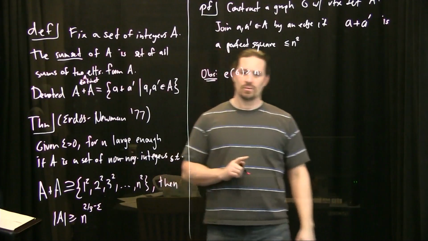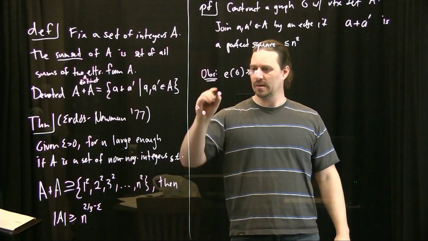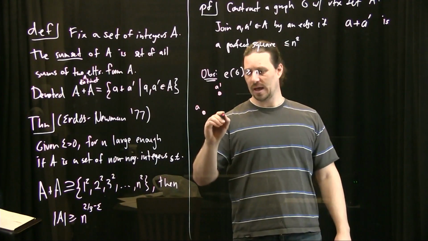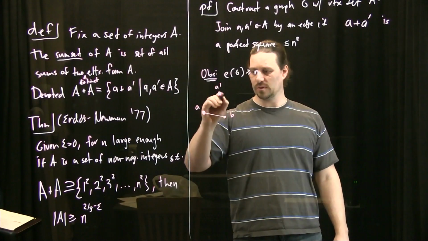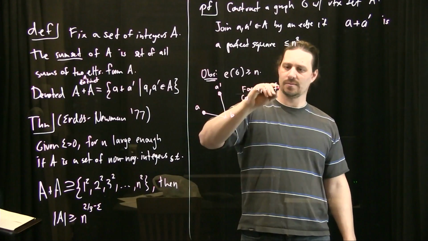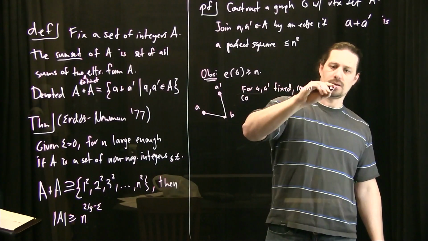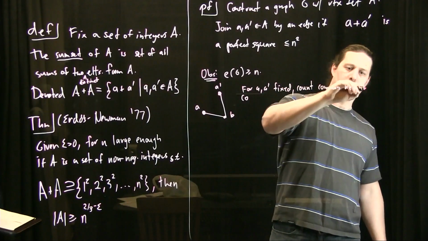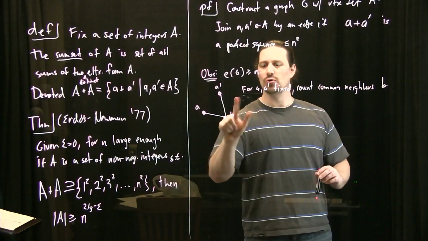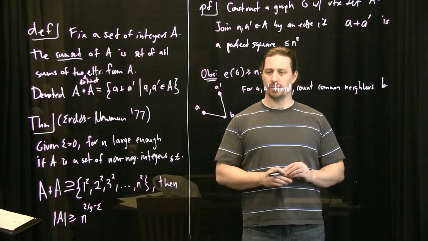Okay, so now I want to look at two vertices, A and A prime. So here's A and here's A prime, and I want to count up the number of common neighbors that those two vertices have. Okay, so I want to count up the vertices B that are neighbors of both of those. So for A and A prime fixed, count common neighbors B of both of the two of them, okay? We're going to find out you can't have too many common neighbors, and that's going to lead us to our extremal problem here. So count up the common neighbors B of A and A prime.